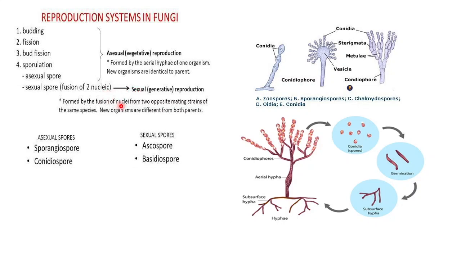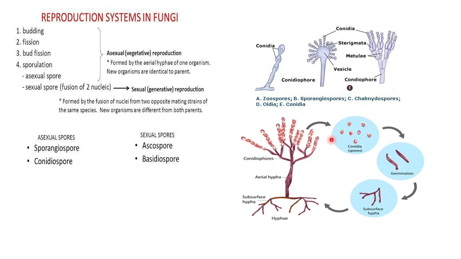After fusion, what will happen? That particular fused cell will again further form the spores. They will form spores, for example ascospores and basidiospores. These two are types of sexual spores and the other two are types of asexual spores.